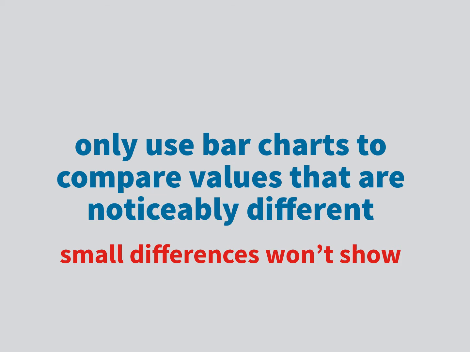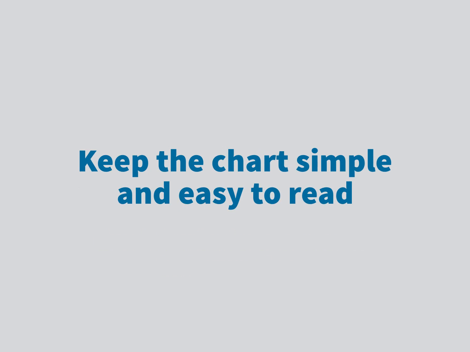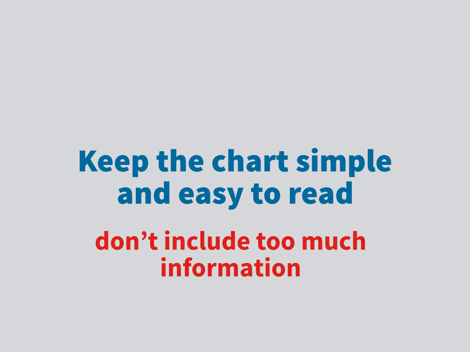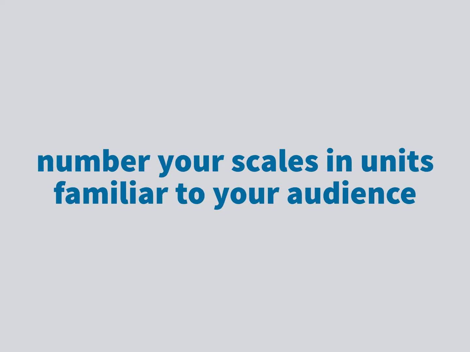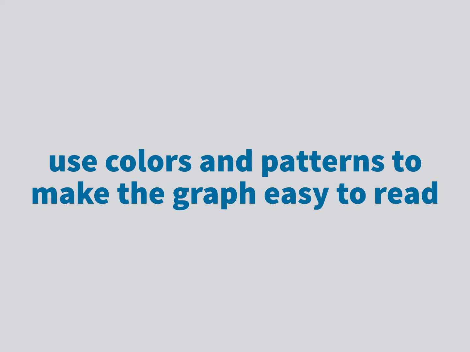As with any other kind of graphic, you should keep the chart simple and easy to read, so make sure you don't include too much information. Make sure your scales are measured so the readers know exactly what they're looking at, and make sure you number the measurement scale with commonly used distinctions, like going up in 2s or 5s or 10s or hundreds. You want to use a number pattern that will be familiar to your readers. And lastly, especially if it's a group chart or a stack chart, make sure you use colors and patterns carefully to make the graph easy to read.